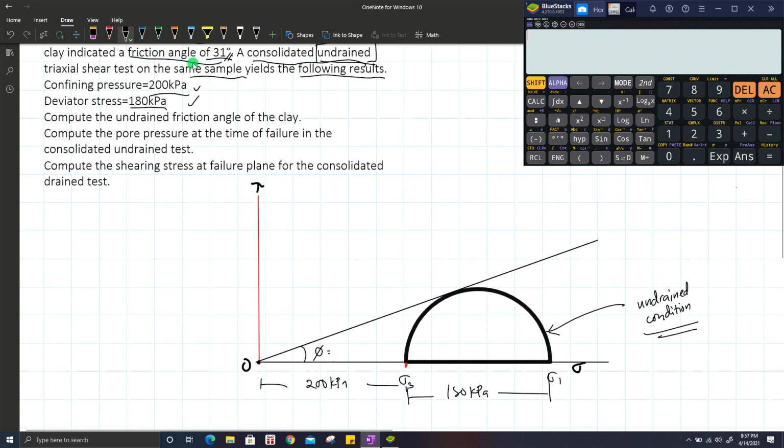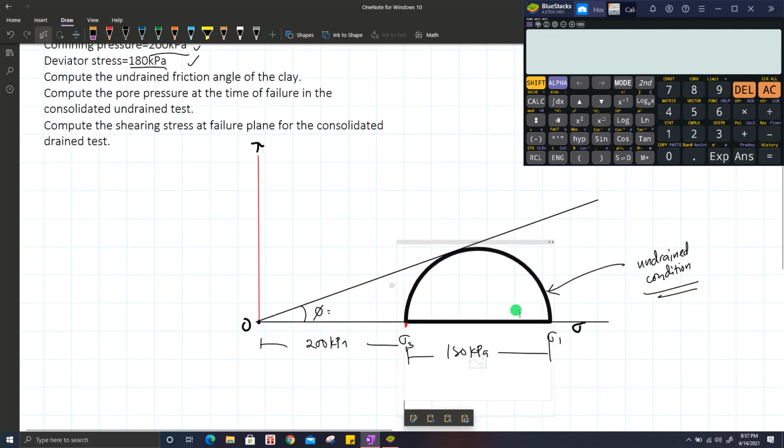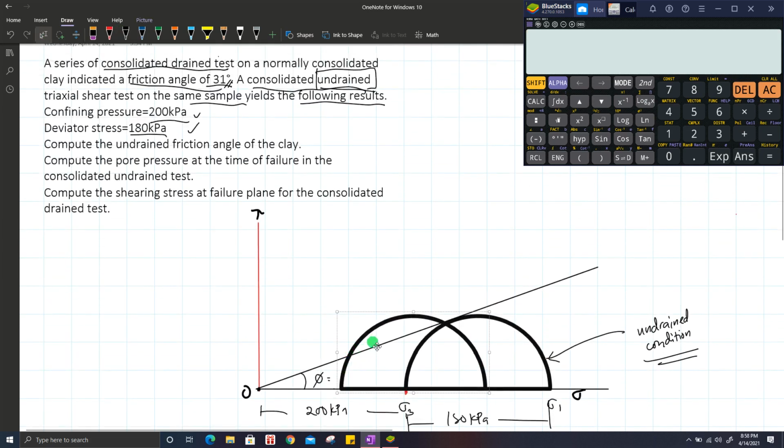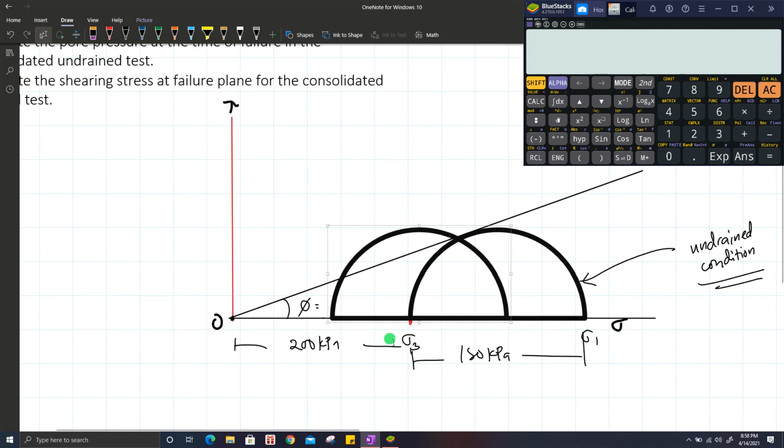So kapag drained yung soil, okay, magkakaroon tayo ng panibagong Mohr circle, pero since same soil siya, parang magmo-move lang siya to the left. Malilesen lang yung kanyang mga normal stress niya. Okay? O yung mga principal stresses niya. So yung difference nitong dalawa, yun yung ating pore water pressure.